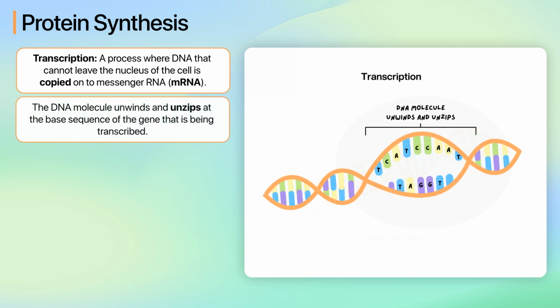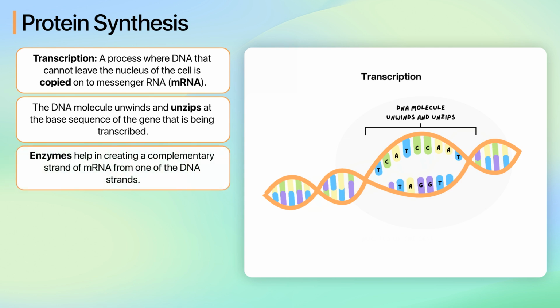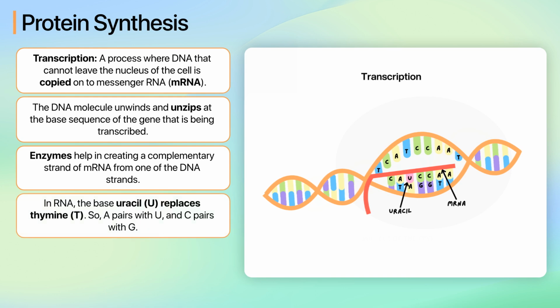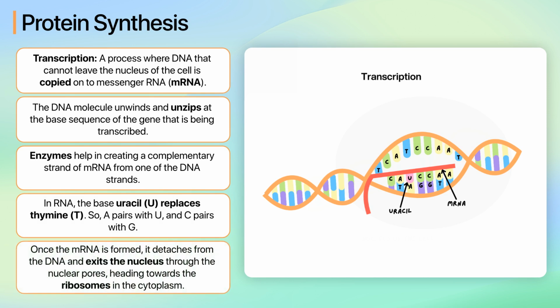The DNA molecule unwinds and unzips at the base sequence of the gene that is being transcribed. Enzymes help in creating a complementary strand of messenger RNA from one of the DNA strands. Remember, in RNA, the base uracil replaces thymine. So A pairs with U, and C pairs with G. Once the mRNA is formed, it detaches from the DNA and exits the nucleus through the nuclear pores, heading towards the ribosomes in the cytoplasm.